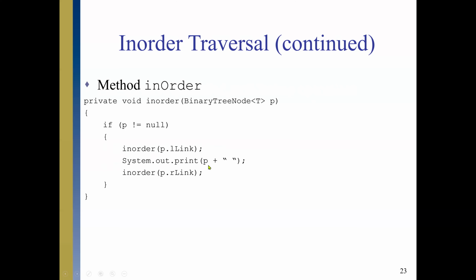Normally here we write system.out.print P, the root. The root is only one, so we don't need to use recursion to call the function. Then we go through the right. Again, the right subtree can have more than one node, so we say in order P.right link, or R link. So again, same concept as we see in the theory. Go through the left subtree first. No matter how many nodes you have in the left subtree, you have to go through all of them. Then you visit the root, then you go through the right subtree.